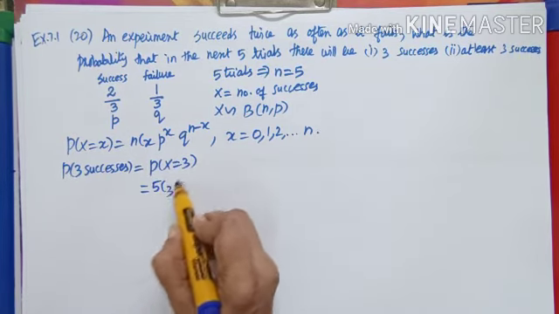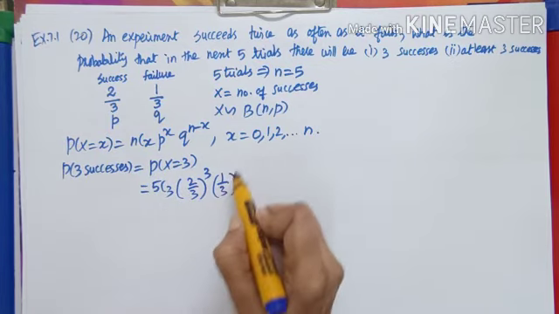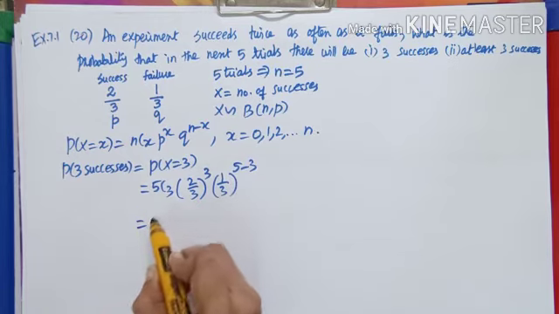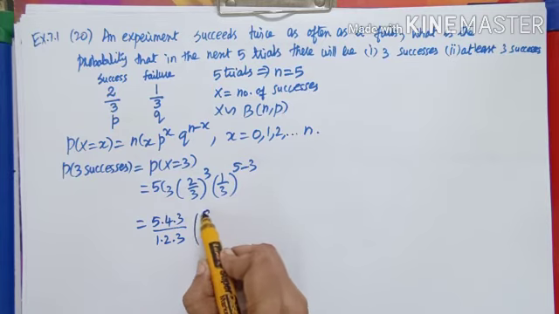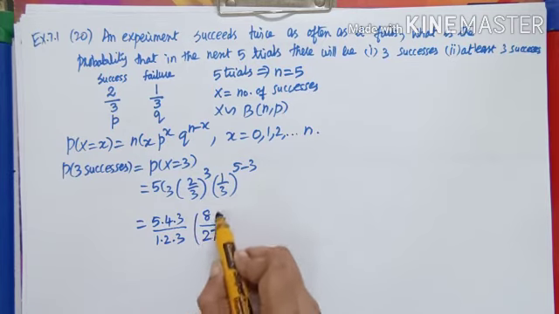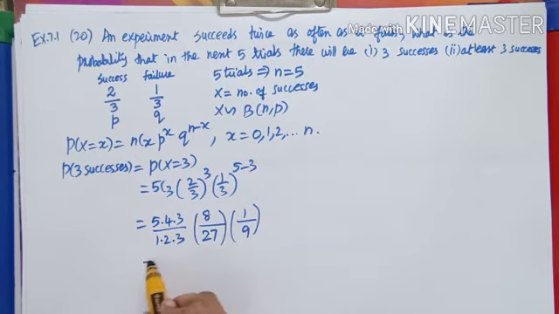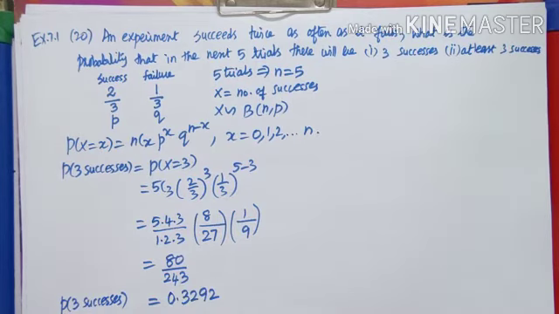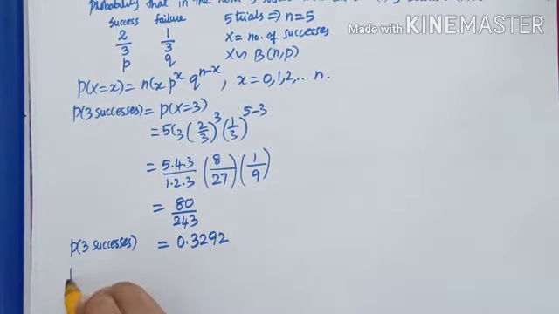nCx: 5C3, 2 by 3 power 3, 1 by 3 power 5 minus 3. 5C3 means 5, 4, 3 by 1, 2, 3. 2 cube is 8, 3 cube is 27. 1 square is 1, 3 square is 9. As you cancel, we get 80 by 243, or 0.3292.